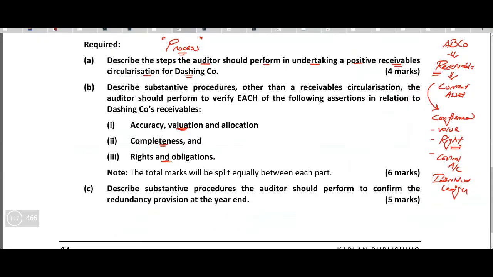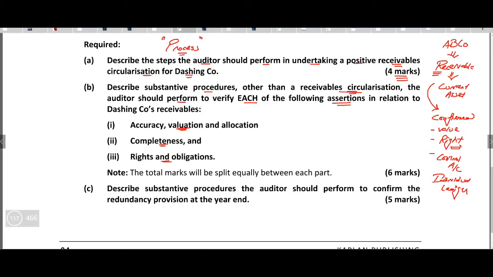So again, going back to the question, describe the steps the auditor should perform in taking a positive receivable confirmation. So this is for 4 marks. And we know usually we have to write one procedure for 1 mark. Now, describe substantive procedures other than the receivable confirmation, because we have already written that. The auditor should perform to verify each of the following assertions. Now, we have already made the discussion on the assertion, that what are assertions.